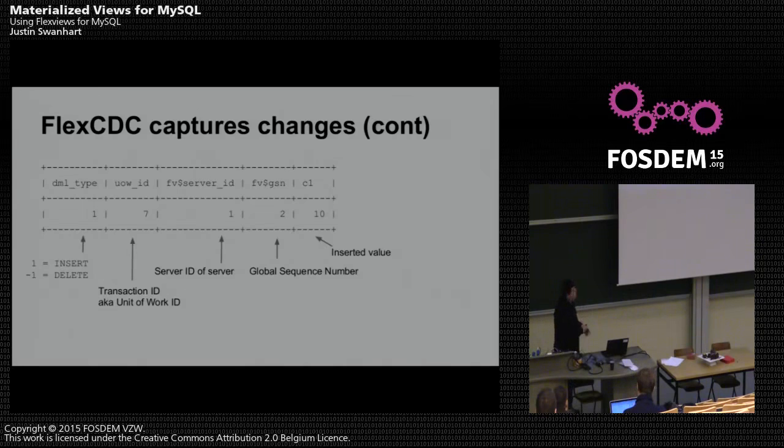The unit of work ID is the transaction ID. Right? Unit of work is a DB2 term. The materialized view algorithm comes from DB2. Then the server ID of the server, and then the global sequence number. Every change gets a new global sequence number. So an update will have an old image of like global sequence number 2 and a new image of global sequence number 3. So that's how Flexviews orders changes within a transaction.